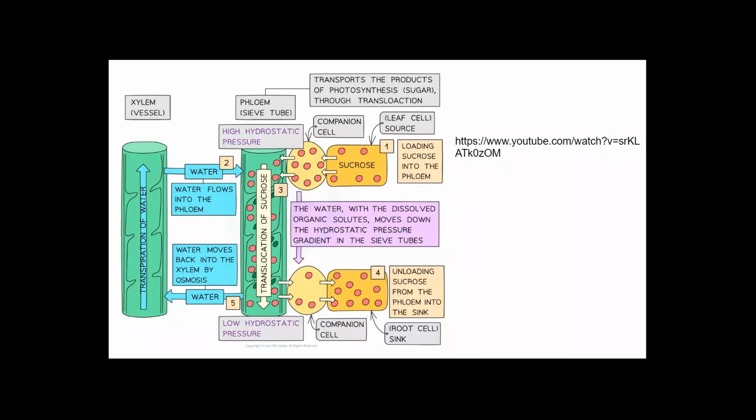So we can recognize this. We have one, where sucrose enters the sieve tube. Number two, water will enter the sieve tube. Three, water is going to move down due to the difference in pressure. Four, sucrose leaves and is converted into starch. And five, water will go from the sieve tube into the xylem vessel and move back up.